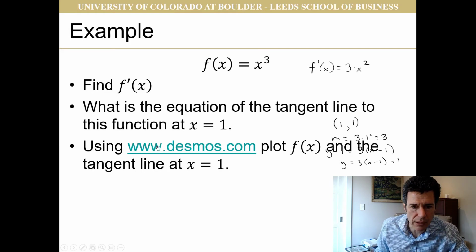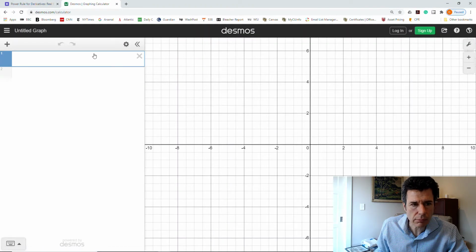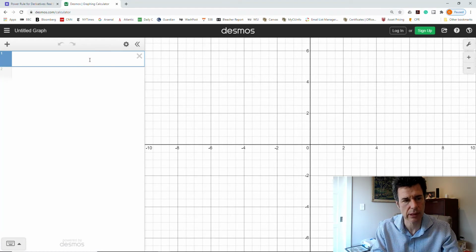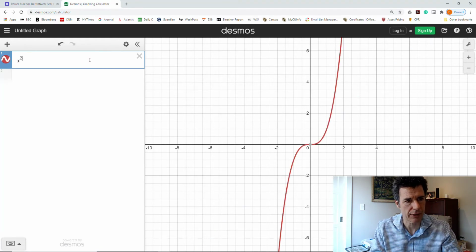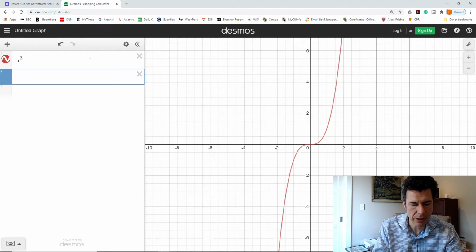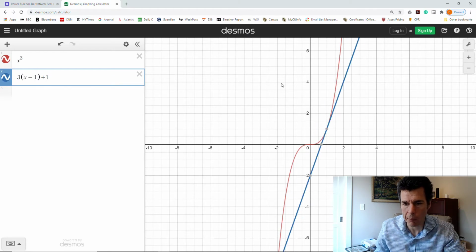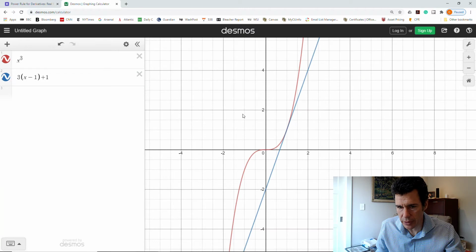Let's plug those into Desmos, and let's graph the function and the tangent line at x equals 1. So, draw x cubed, and we'll draw our tangent line, which was 3 times x minus 1 plus 1. And we'll zoom in a little bit here so we can see.